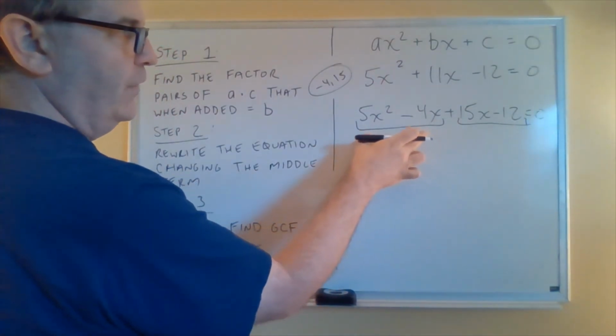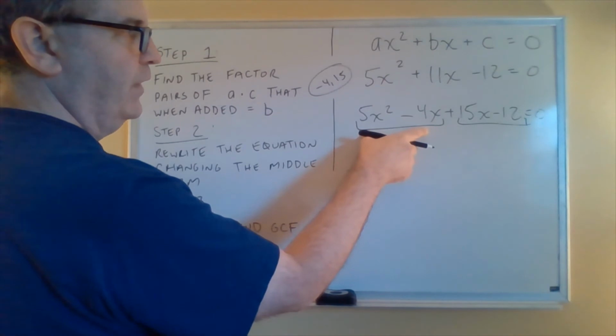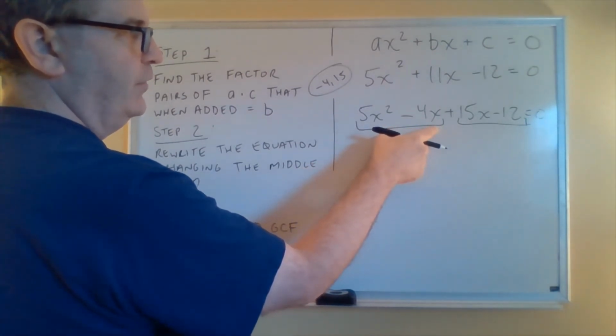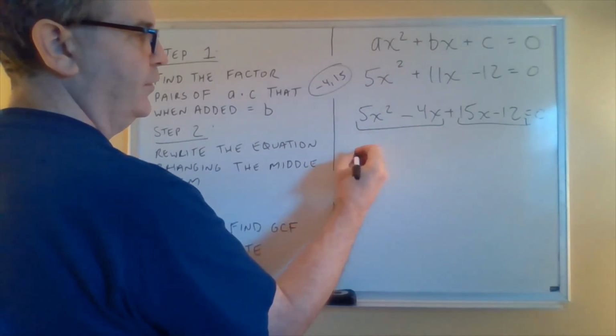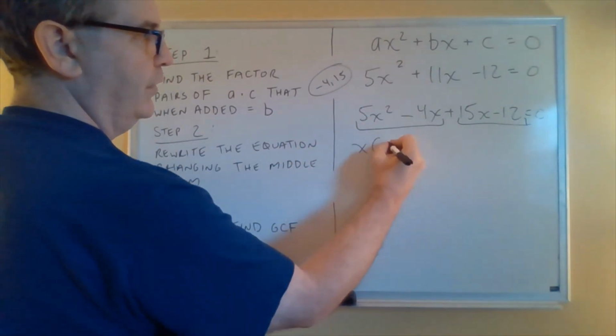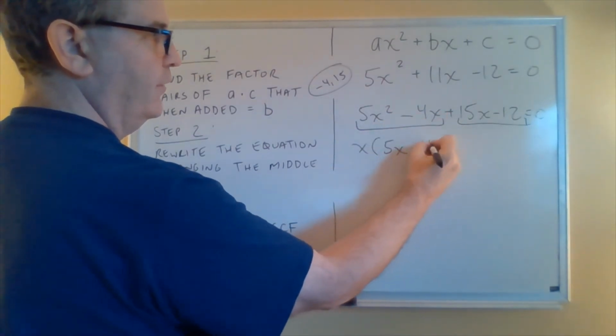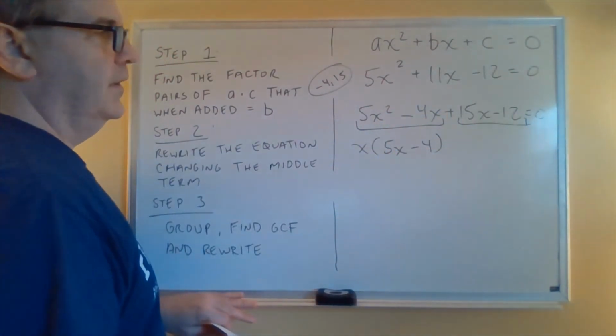So what is our common factor in 5x squared minus 4x? There's no common factor between 5 and 4. We do have a common factor of x with x squared and x, so we'll pull that x out. We pull that x out of 5x squared, we're left with 5x. We pull that x out of that negative 4x, we're left with a negative 4.